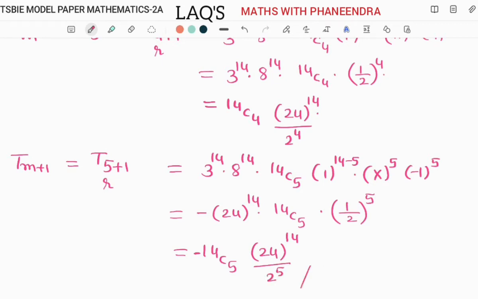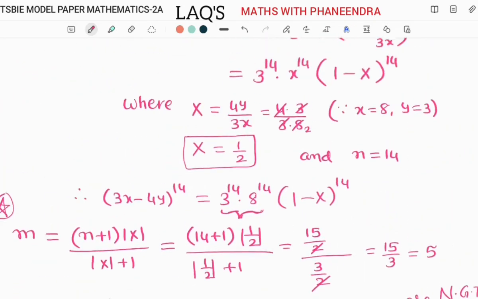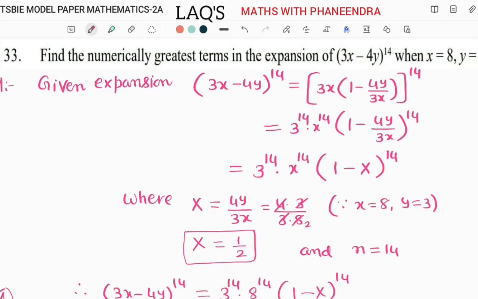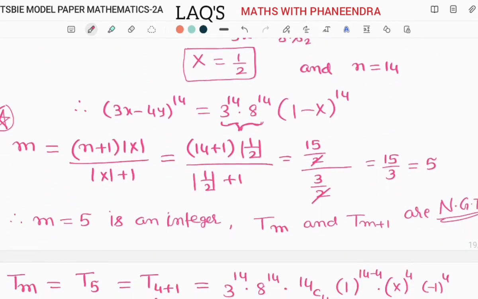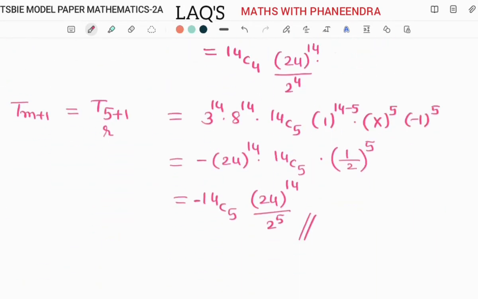So which two are numerically greatest terms? I hope you people understand, dear students. This is the way we can do that. If it is an integer, tm and tm plus 1 are numerically greatest terms. If it is not an integer, only tm plus 1 is the numerically greatest term. We'll move on to the next question, dear students.